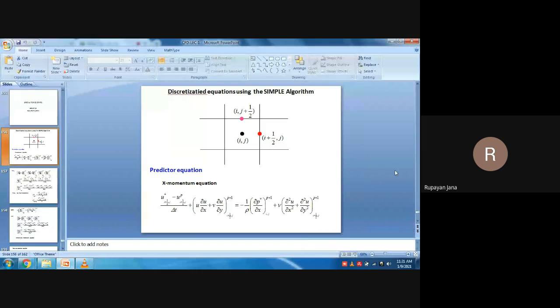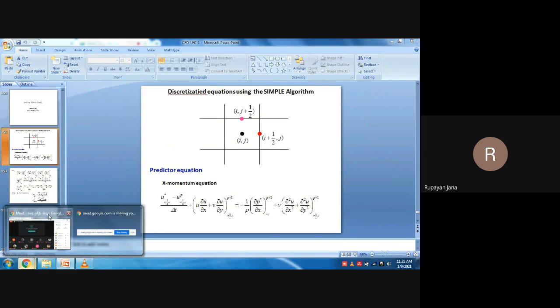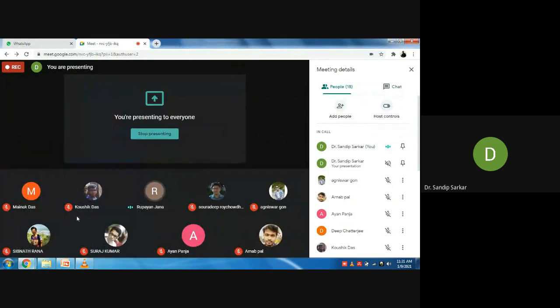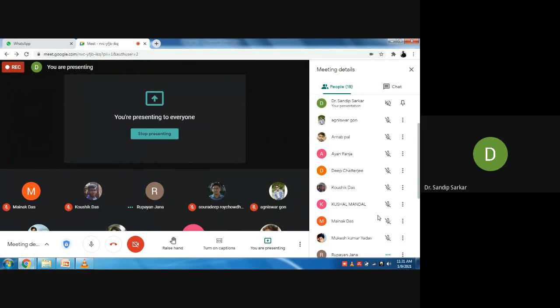Sir, u star is the star velocity. I mean the constant velocity. Is that so? No. You have not understood that. It means you have not understood. So who can answer this question? Deep, what is u star?